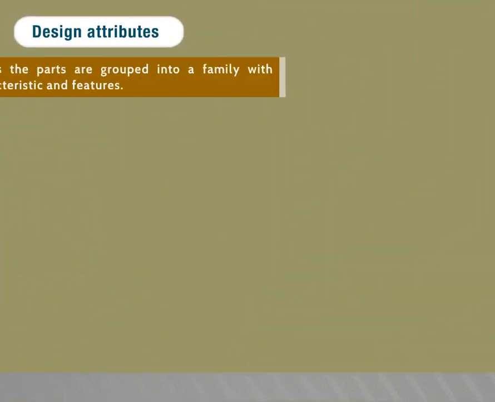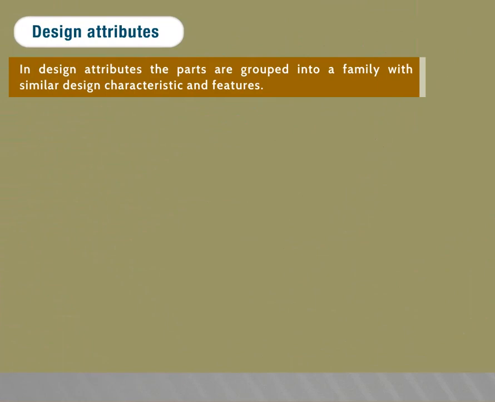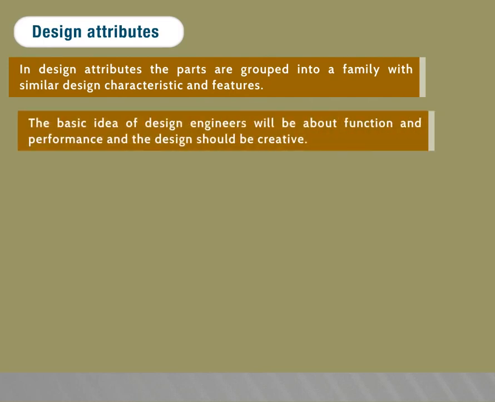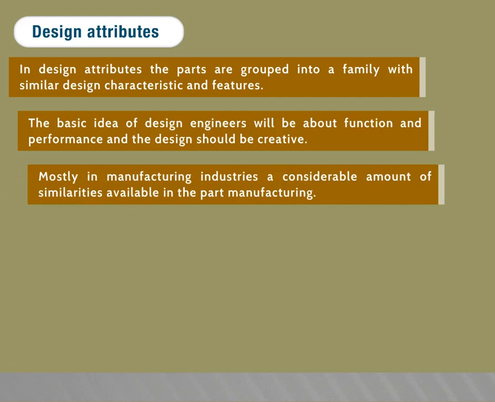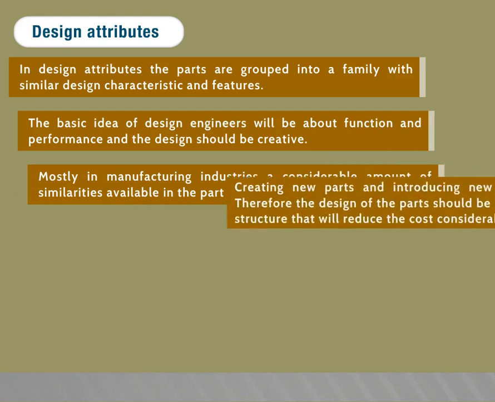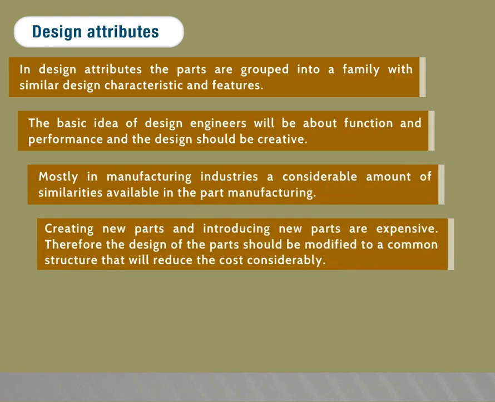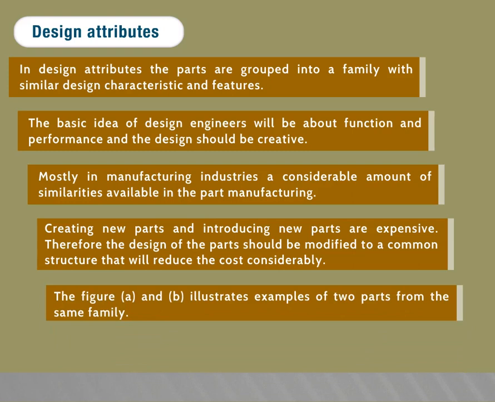Design attributes. In design attributes, the parts are grouped into a family with similar design characteristics and features. The basic idea of design engineers will be about function and performance, and the design should be creative. Mostly in manufacturing industry, a considerable amount of similarities available in the part manufacturing. Creating new parts and introducing new parts are expensive. Therefore, the design of the parts should be modified to a common structure that will reduce the cost considerably. The figure A and B illustrates examples of two parts from the same family.